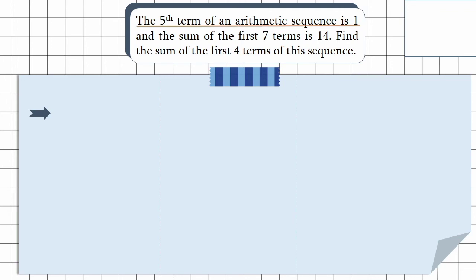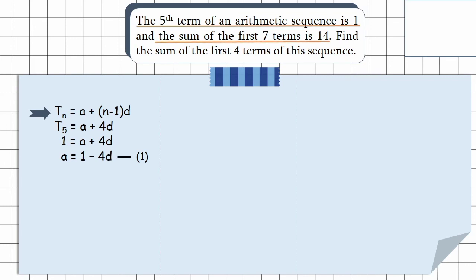Given the fifth term of an arithmetic sequence is 1. Based on the formula Tn equals A plus n minus 1 times D, we will write the fifth term as T5 equals A plus 4D. Substitute 1 for T5 and express A in terms of D, so we get equation 1.